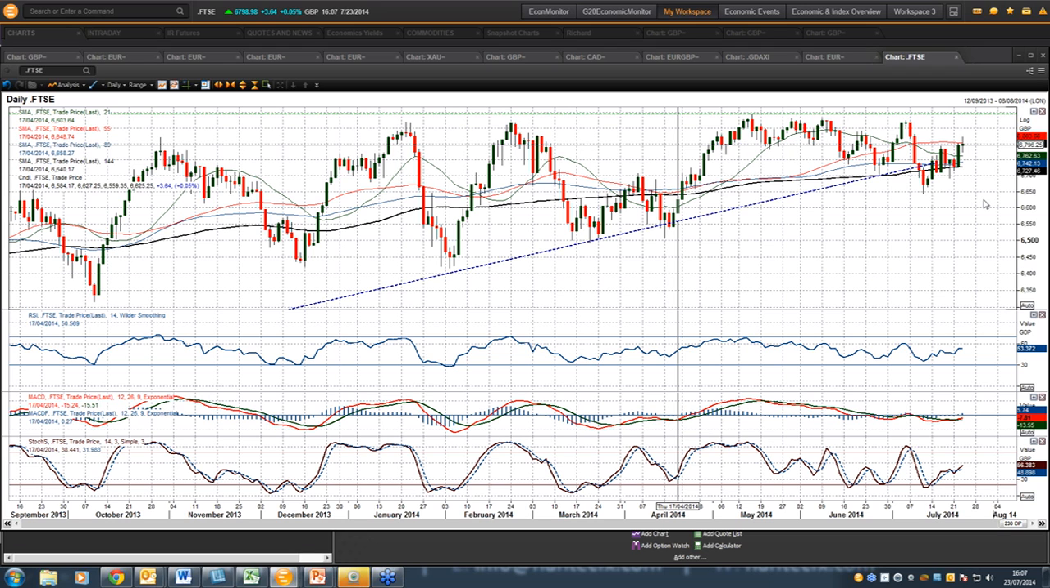I mean, I'm not convinced either way on FTSE at the moment. I think, again, with both DAX and FTSE, there's a lot of conflicting signals going on. If you look at the momentum indicators, pretty neutral really. I think it's a very difficult one to call.